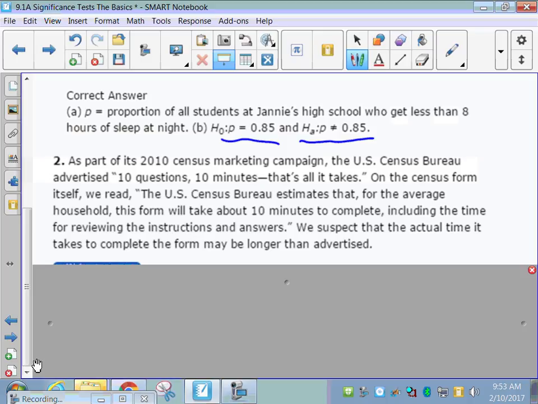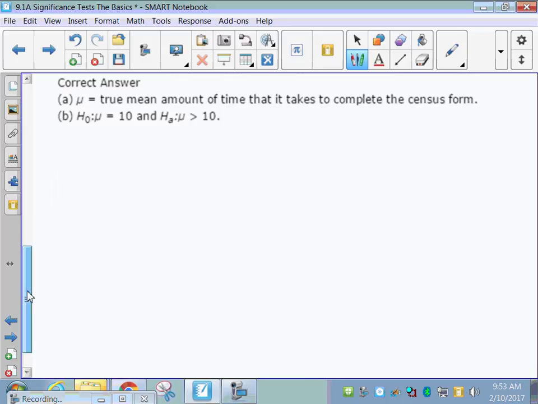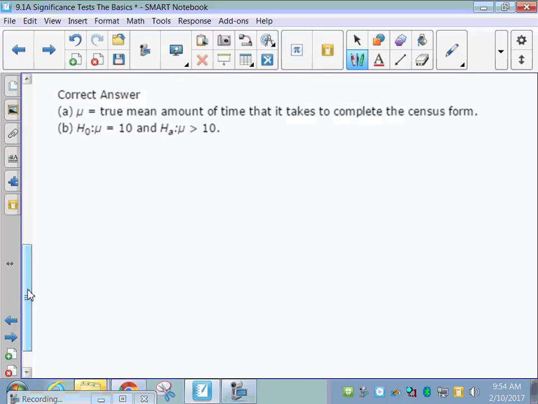So first of all, are we talking about mu or P? Mu, we're talking about an average, okay? So that'd be mu. And David O., how would you define mu? Good. Okay, and Donovan, what would you say for the null hypothesis? What'd you say? Okay, and you have to have a symbol. Mu equals 10. Good. And they did give us a suspicion, right? That it may be longer. So Chelsea, what would be your alternate hypothesis? Yes. Good job. All right, so mu is the true mean amount of time it takes to complete the census.